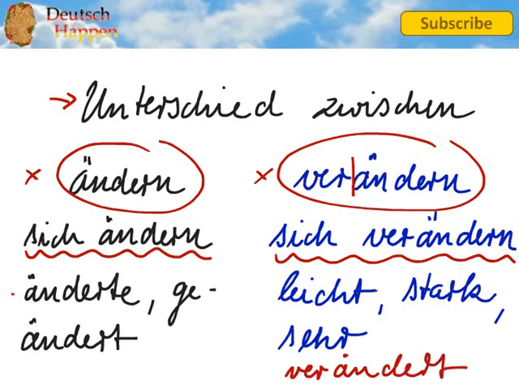I can then also add, if I want to, other adjectives. So I can say leicht verändert, stark oder sehr verändert. So the adjectives work as qualifiers of how much something actually changes.